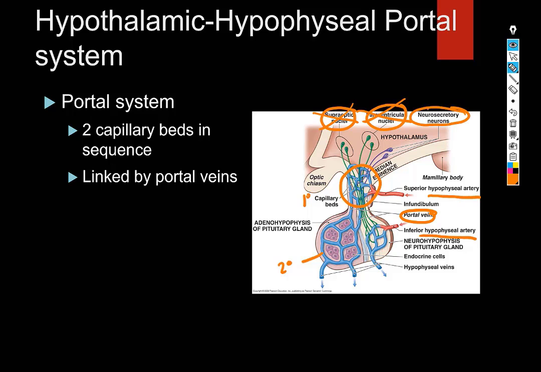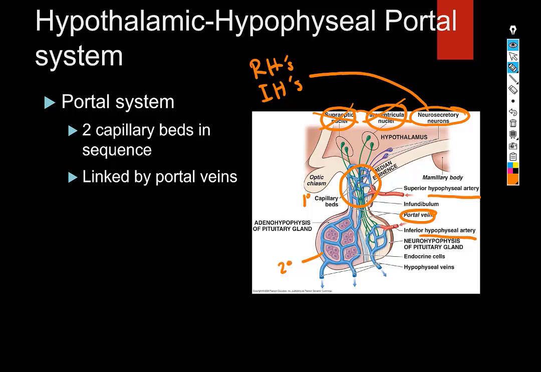Neurosecretory axons from here, notice they're not synapsing on other neurons. They're synapsing on the bloodstream. So these are going to secrete releasing hormones or inhibiting hormones into this first capillary network. Those releasing or inhibiting hormones are going to travel a very short distance to this capillary network where they will diffuse out and act on the cells of the anterior pituitary.